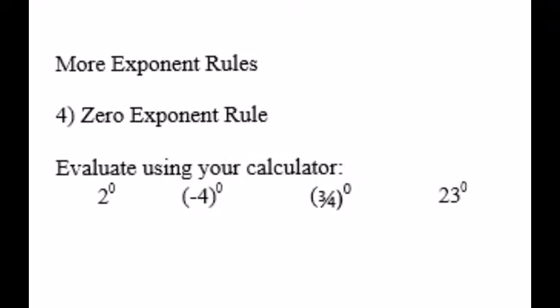So what we're going to do now is evaluate each of these problems with our calculator. 2 to the 0. Punch it in your calculator. You'll notice it's equal to 1. You do -4 in brackets raised to the 0. Guess what? It's also giving us 1. The same thing happens with bracket 3 divided by 4 raised to the 0. It still ends up being 1. 23 to the 0 equals 1 as well.